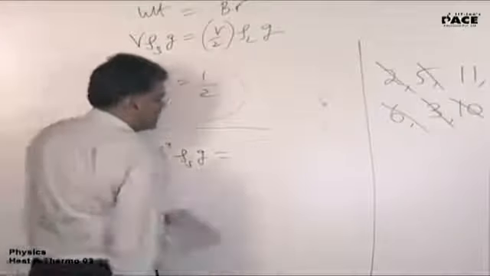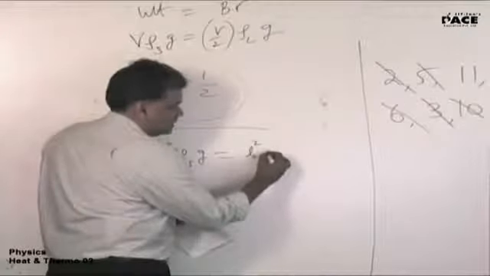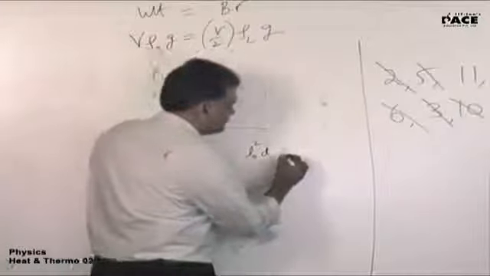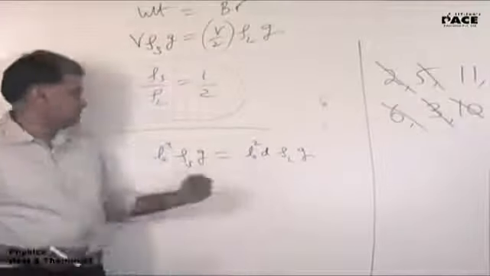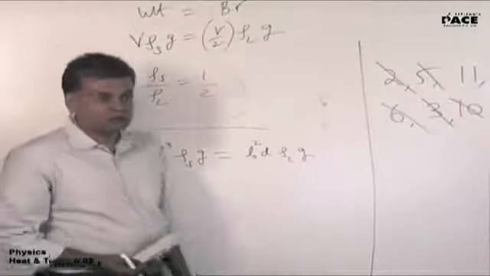And what is the depth immersed? Depth immersed is L0 square D. Let's call D the depth, into density of liquid into g. Can I say this? Yes, sir. This is the weight and this is the buoyant force.